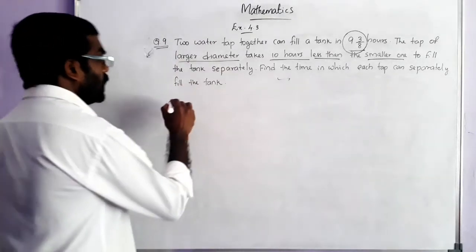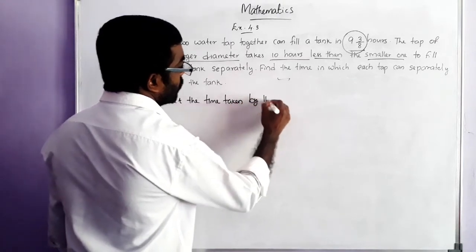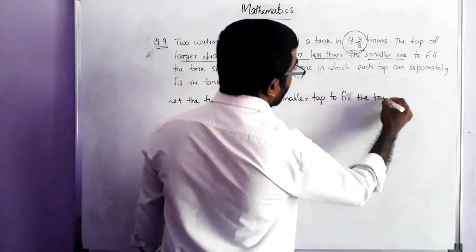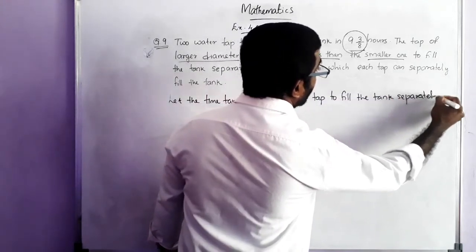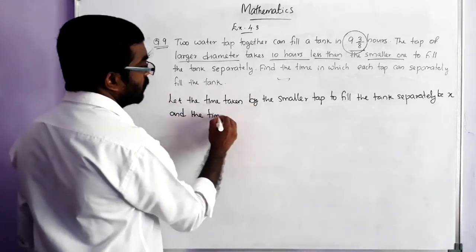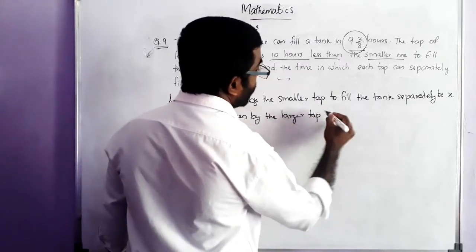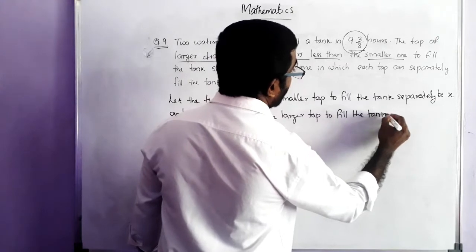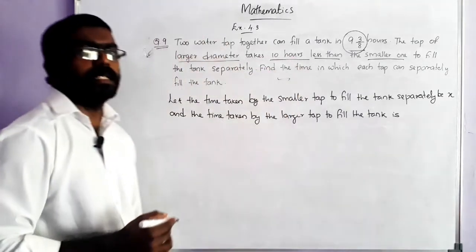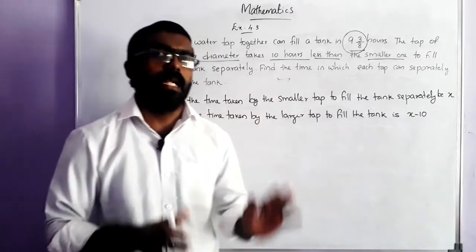Okay. So we can take the time taken by the smaller tap to fill the tank separately be x, and the time taken by the larger tap to fill the tank is, here the condition is the larger diameter tap takes 10 hours less than the smaller one, so it will be x minus 10.